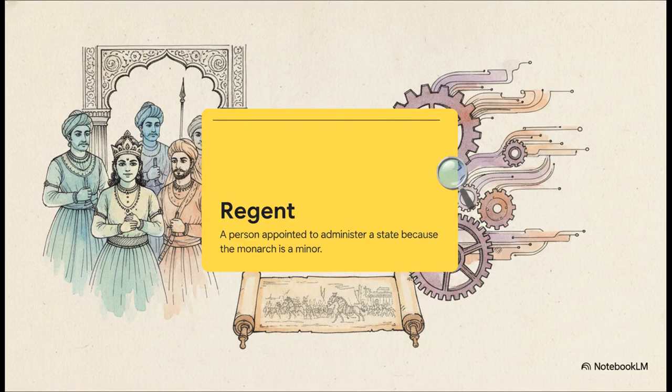Reality sets in pretty quickly, though. Because Prithviraj is still very young, a minor, he obviously can't govern alone. So scene 5 introduces a critical shift in power dynamics with a regent. This is a vital historical truth injected straight into the cinematic narrative, ensuring the story remains grounded in the actual political realities of the 12th century.